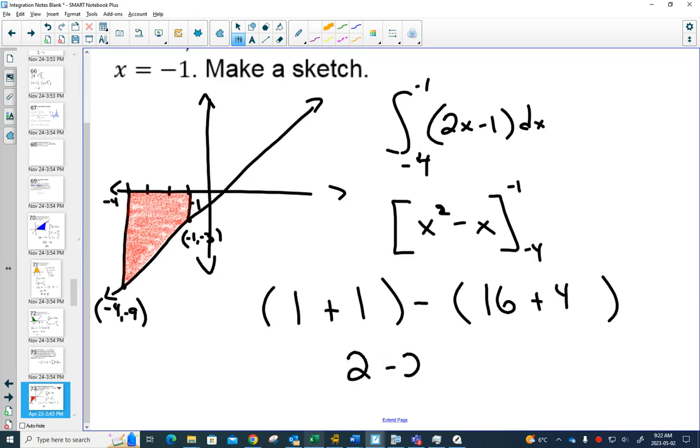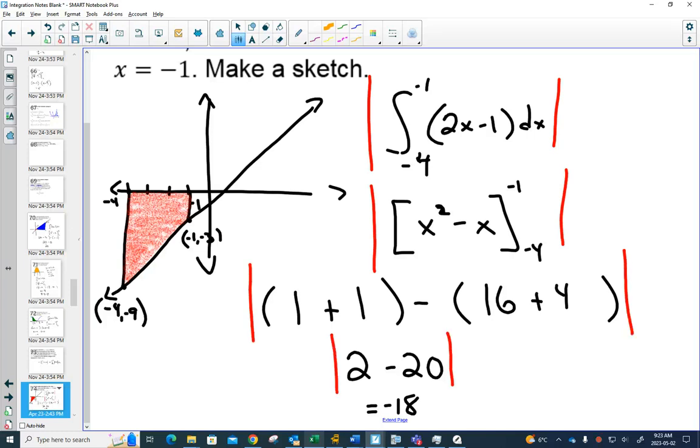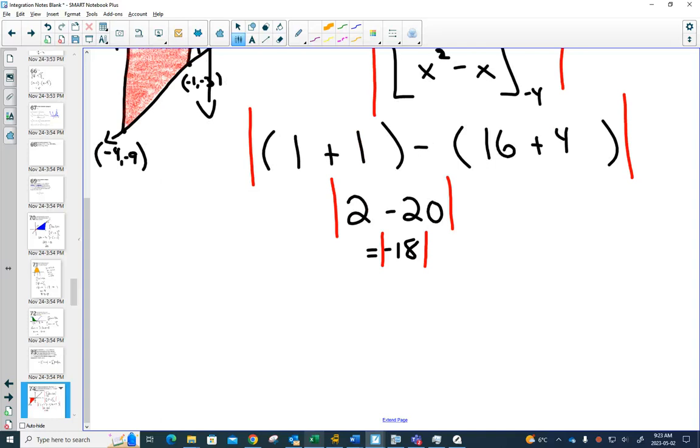This is going to be 2 minus 20. We get -18. So one of the things that I do is I solve it completely, and then we knew it was going to be negative because we drew the sketch first. But sometimes you do the math and you haven't drawn the sketch first, and you're like, oh, my answer is negative. I can go back and add absolute value bars around everything until I get that single number, and then say, oh, it's 18.